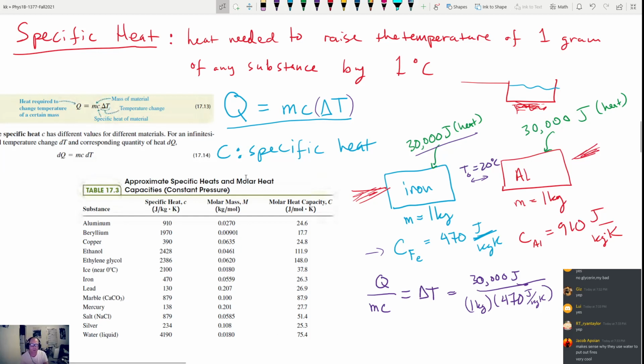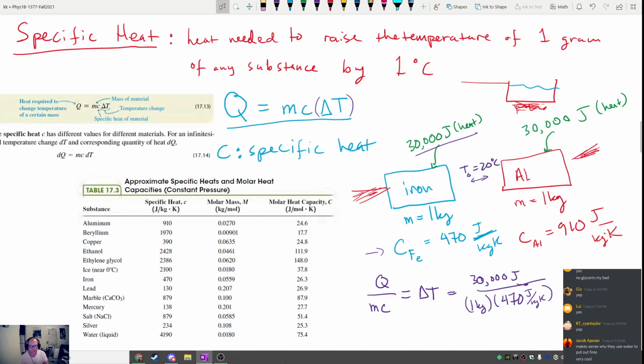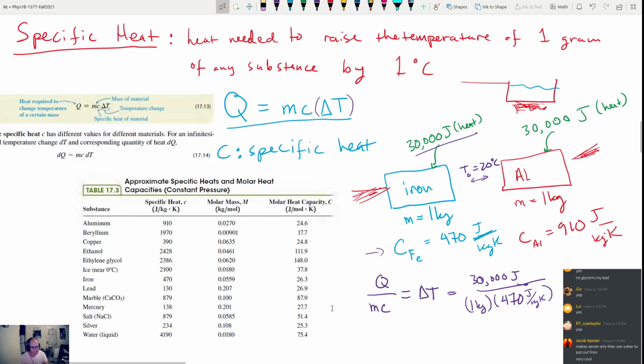So anyway, that's specific heat. And we're going to do quite a few problems as examples with this. But now is as good a time as any to take a break. So we'll take our first break here, and we'll come back and do a bunch of the specific heat problems. Does anyone have any questions before we go on break?